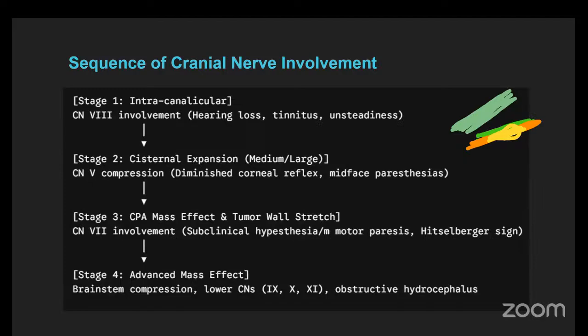Change the color. So let's look at the sequence of cranial nerve involvement again. You can see that the eighth nerve is involved first. There's hearing loss, there's tinnitus, there's unsteadiness. Afterwards, we have the cranial nerve 5 compression.